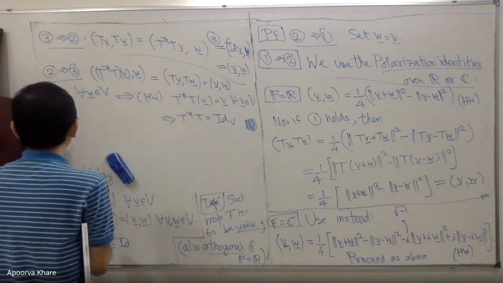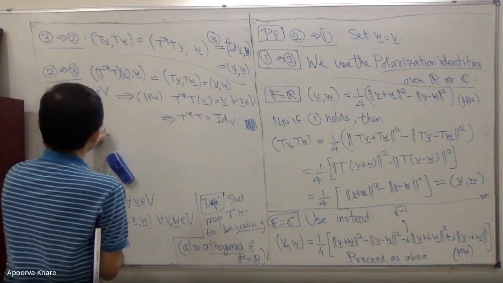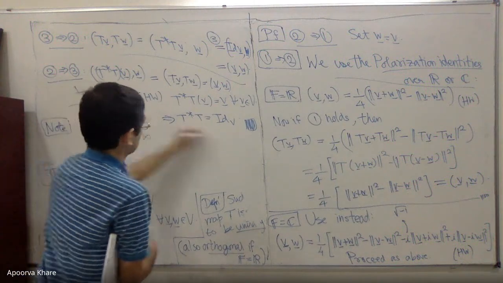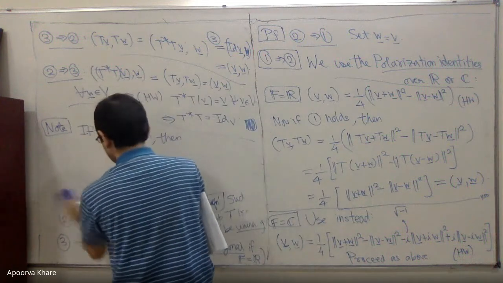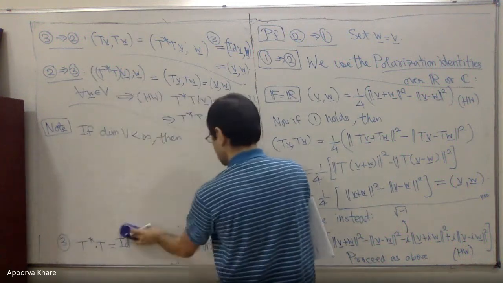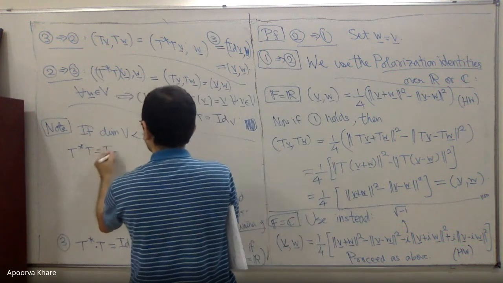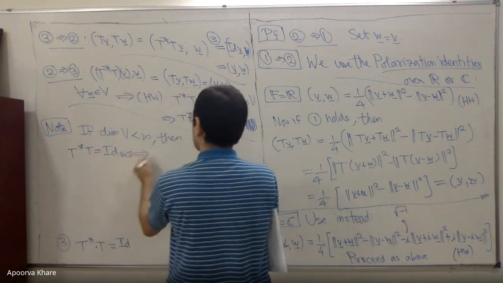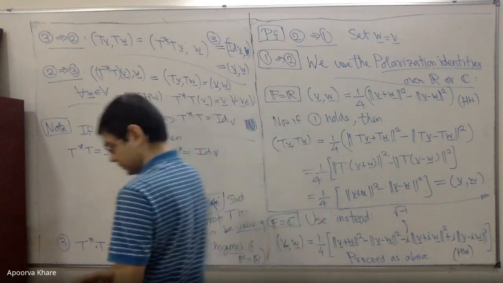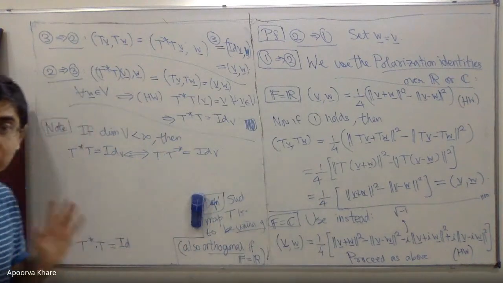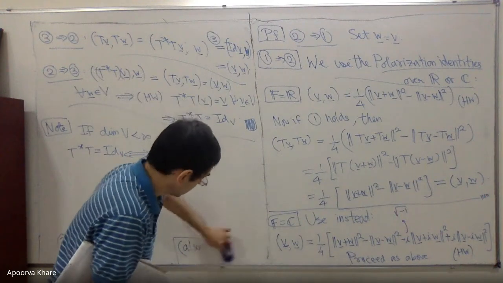So note, if V is finite dimensional, then T star T equals identity if and only if T times T star is identity. That's the fourth equivalent condition if V is finite dimensional. Okay, so these are linear transformations which are unitary.